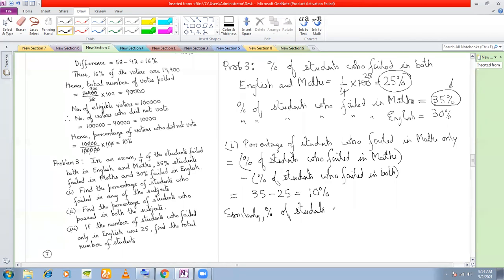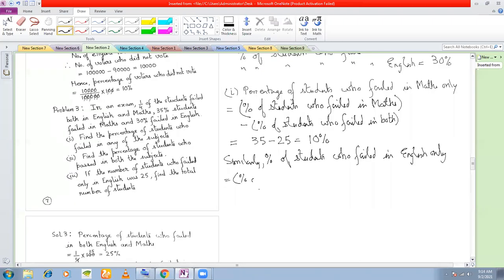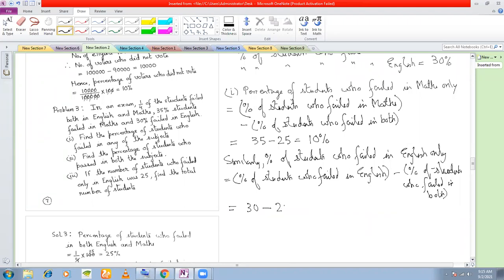Similarly, percentage of students who failed in English only is how much? 5%, sir. Percentage of students who failed in English minus percentage of students who failed in both. What is the percentage that have failed in English? 30. And percentage that have failed in both? 25. So 5% failed in English only.